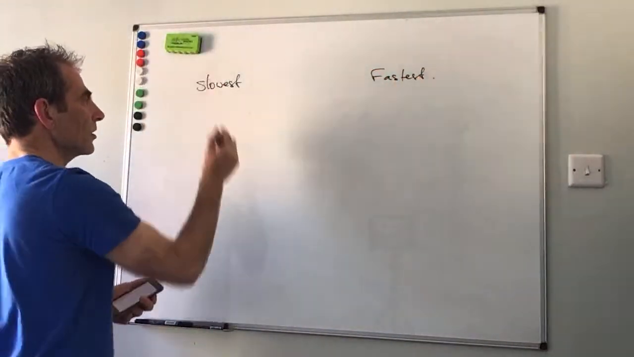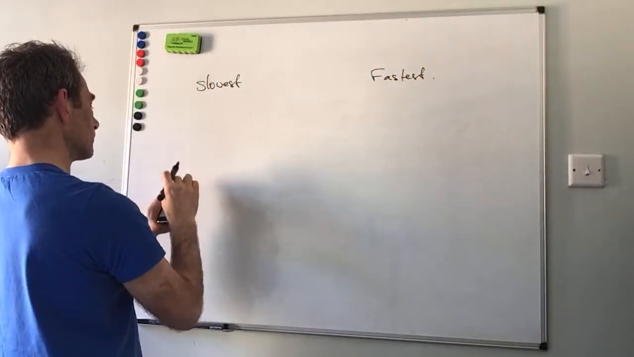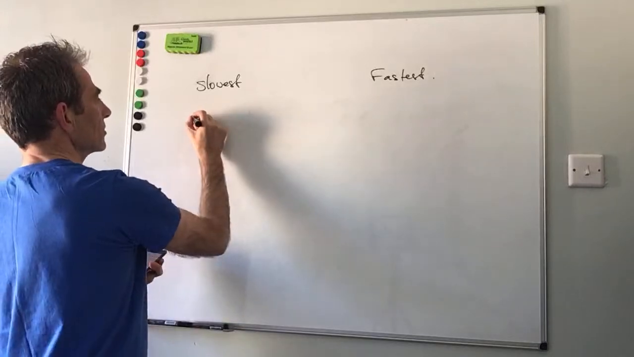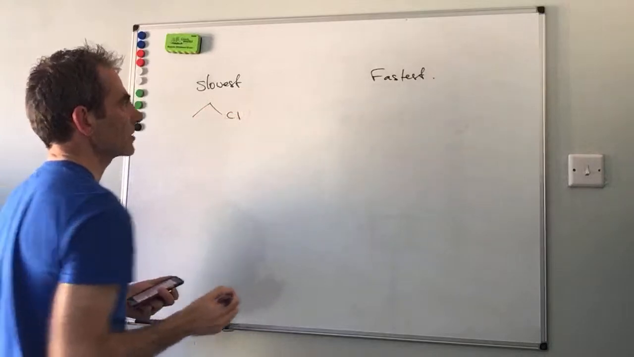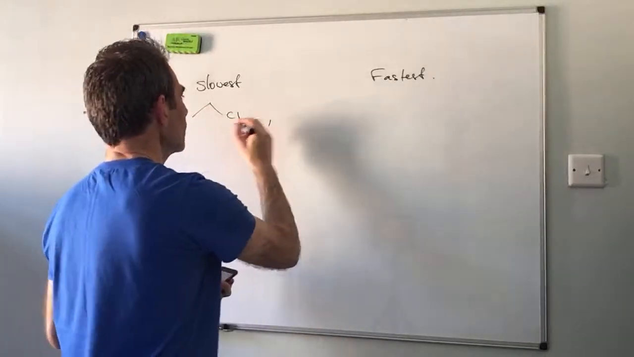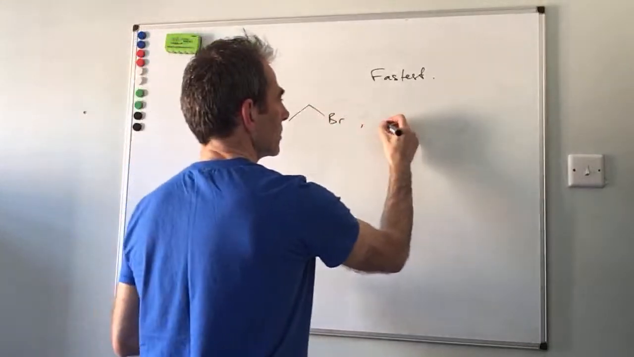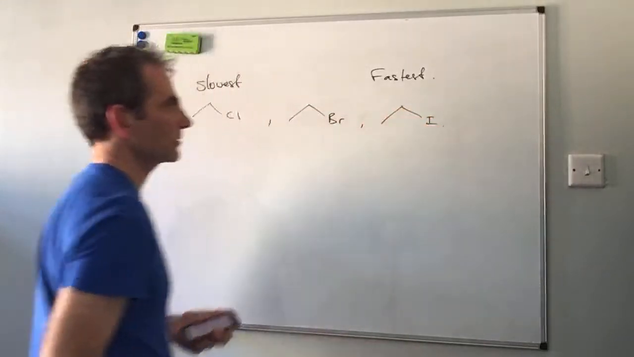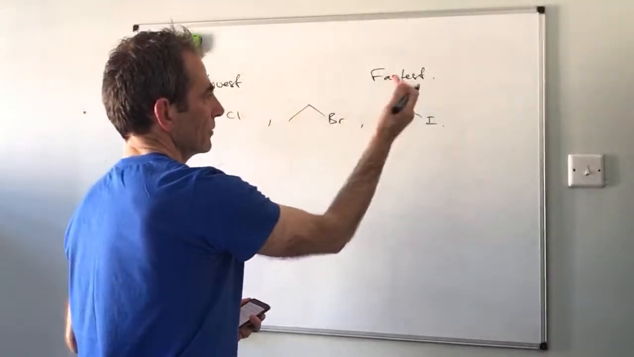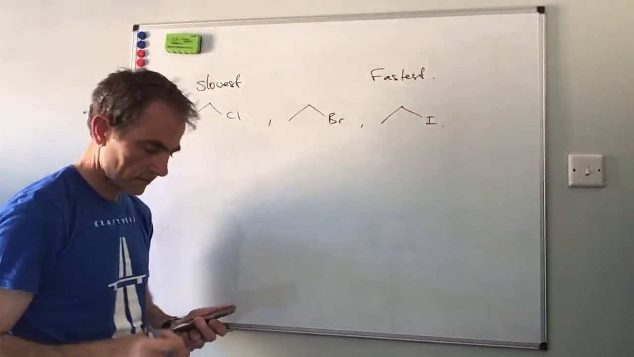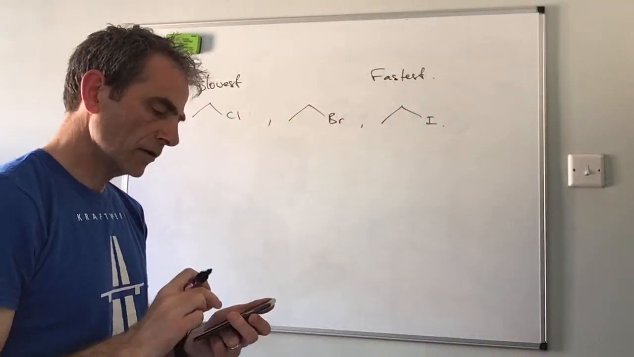So the slowest one was the chloroethane. We'll just use skeletal formula for speed. Chloroethane is the slowest. Then you've got the bromoethane, and the fastest one is the iodoethane. Okay, so that's nice and clear. Slowest, intermediate, fastest hydrolysis, or highest rate of hydrolysis. Explain your choice of order.